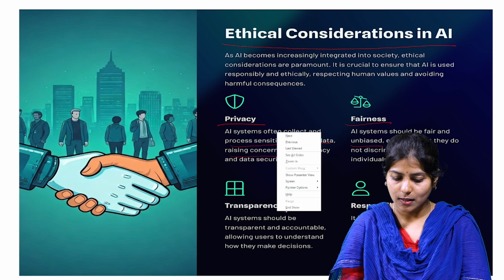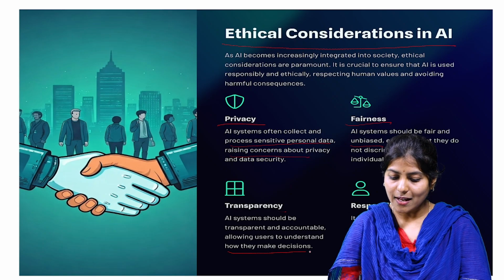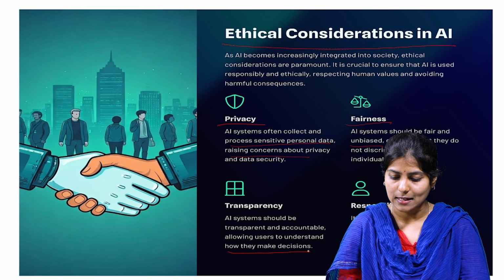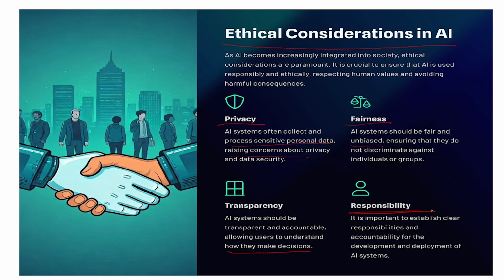Next is transparency. The AI system should be transparent, and it has to explain its decisions in human-understandable language. And next is responsibility. The main aim is to establish accountability in the development and deployment of AI systems, determining who is responsible when AI works wrongly or makes errors. So responsibility is also a main ethical consideration in artificial intelligence.